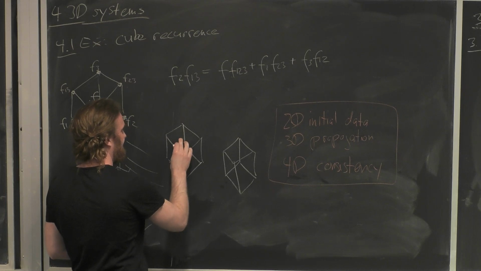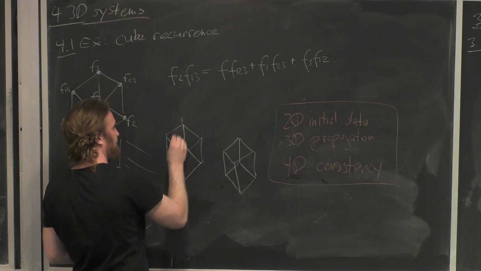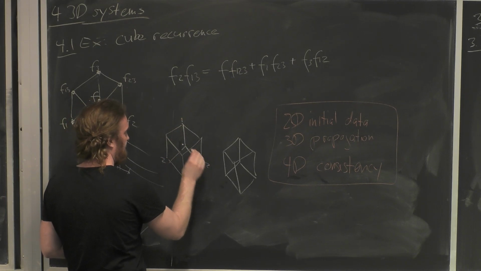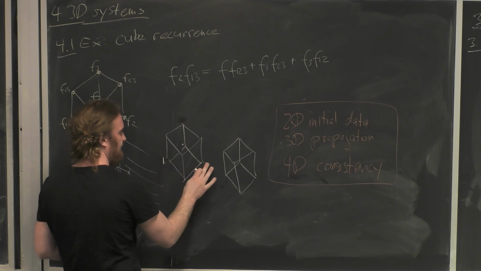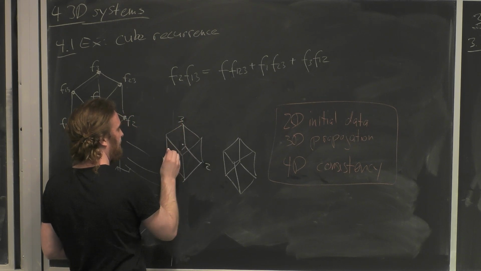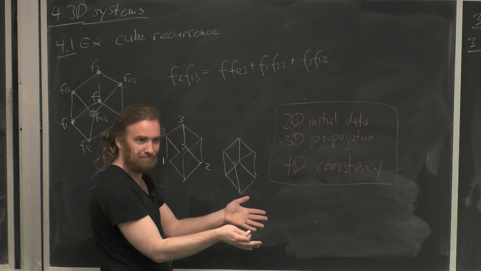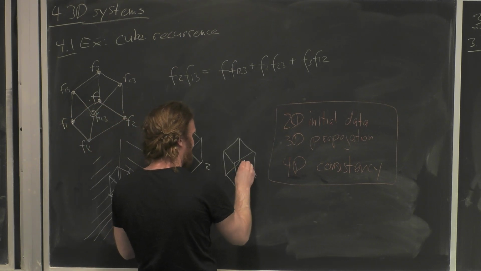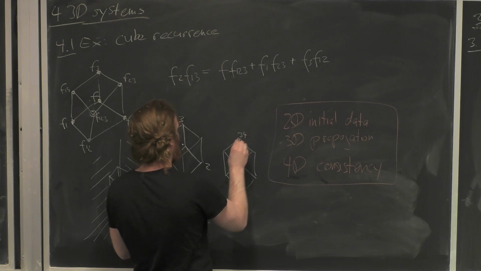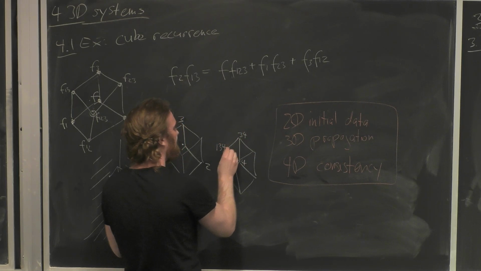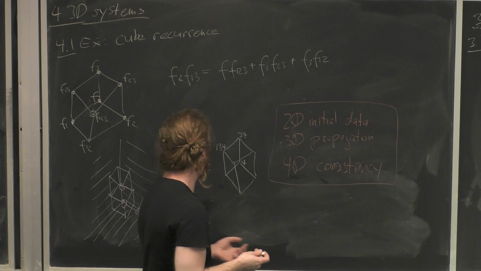I don't know if this is the origin, and this is vertex 1 and 2, and let's stick to what I did, 1 and 2 and 3 and 1, 3, and so on. Then I just shift the whole cube in the 4th dimension. So then here there's a 4, here's a 3, 4, here's a 1, 3, 4, and so on.